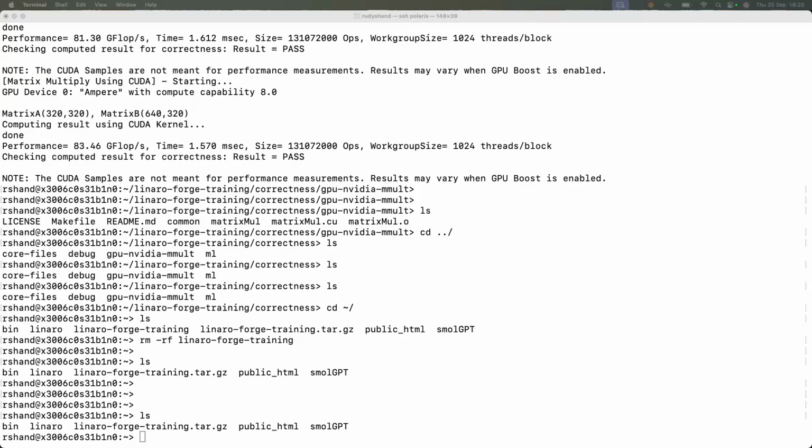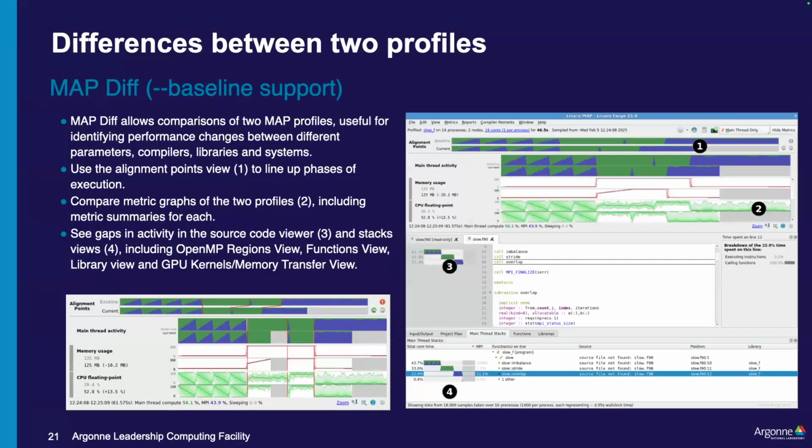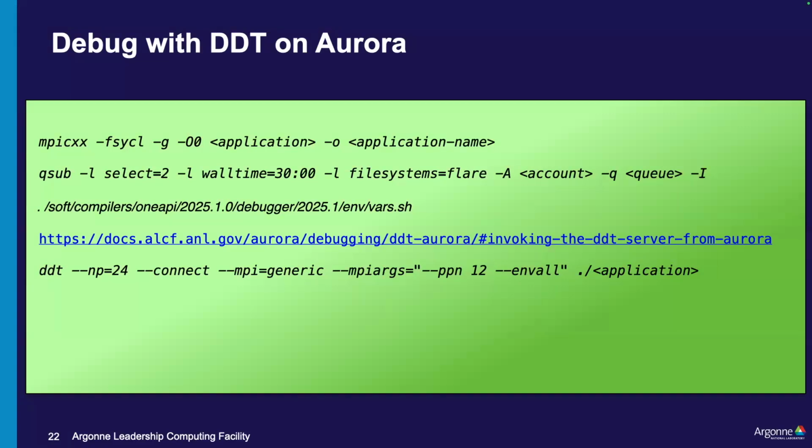Actually, before I go into that, it might be worth going through a couple of things. Because Aurora isn't online at the minute, I can only go through some of the steps you'd use to debug on Aurora. If you're using SYCL code, you can compile it with mpicxx, and it's important to use -g -O0, and then your application name.